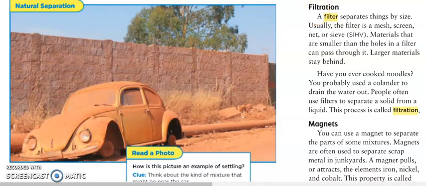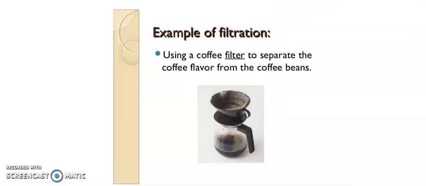A filter separates things by size. Usually, the filter is a mesh, screen, net, or sieve. Materials that are smaller than the holes in a filter can pass through it, so larger materials stay behind. Let's see some examples of filters.